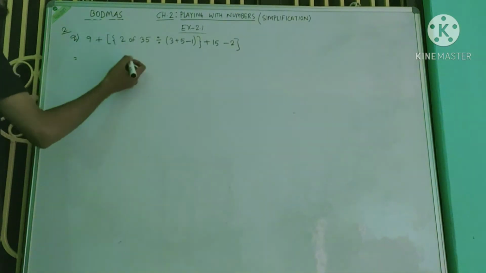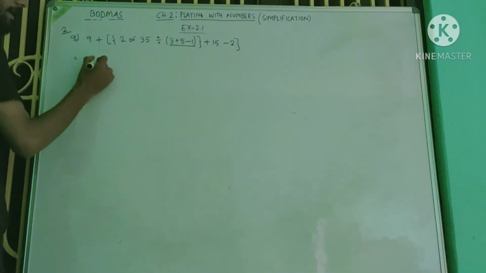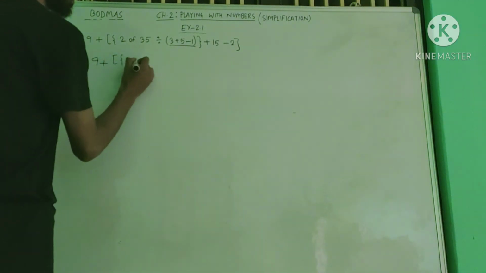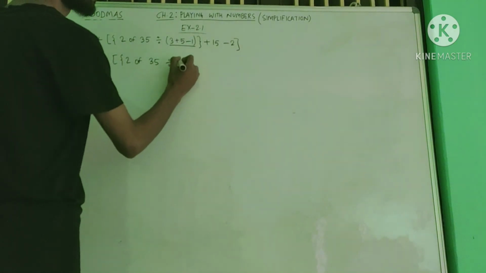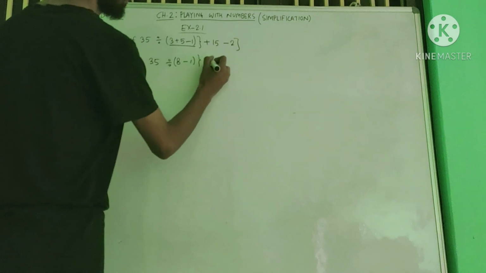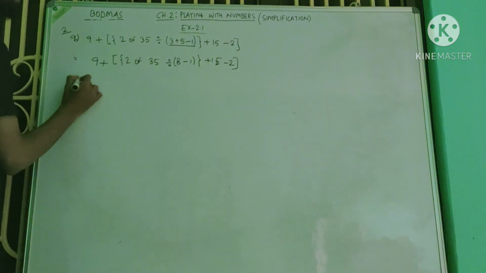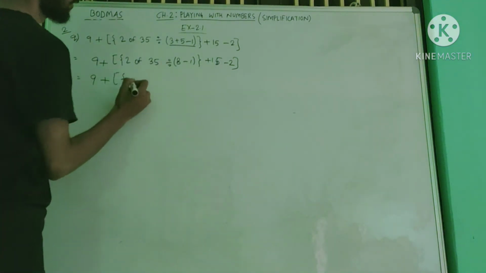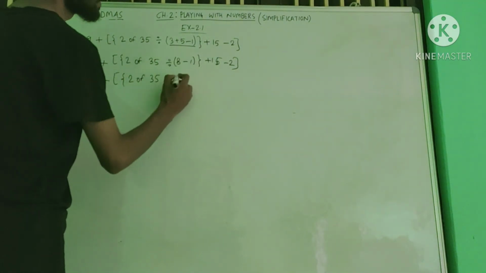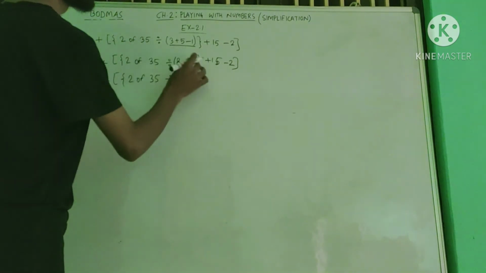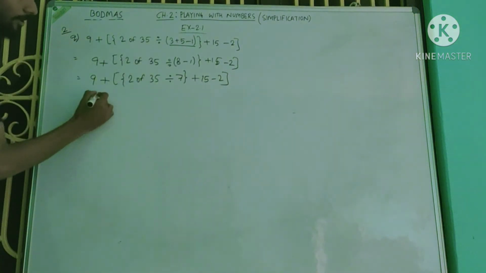Now we will do question number Q. Here the first bracket is here. So what do we have to do? First we have to solve the first bracket. So 9 plus bracket start 2 of 35 divided by 3 plus 5 is 8 minus 1. Then all the portion will remain the same. Then after that 9 plus first bracket, second bracket 2 of 35 divide. Now 8 minus 1 is 7. Then we can cover it with the second bracket, then plus 15 minus 2, which is in the third bracket.